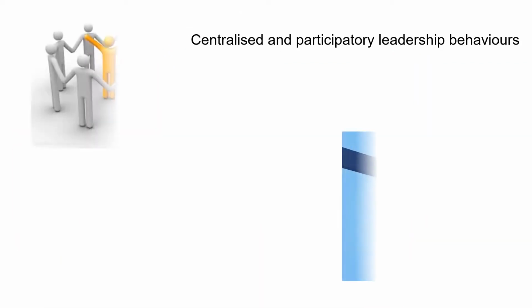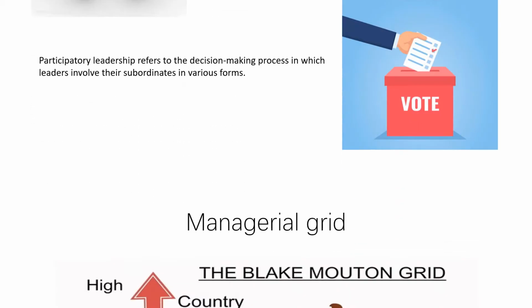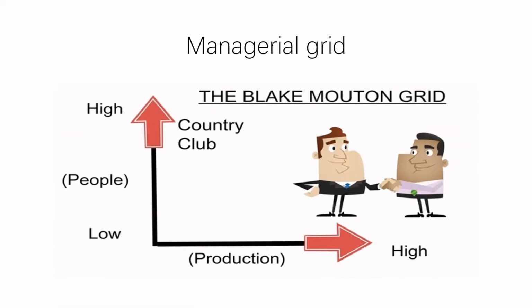Based on the criteria of the scope of the leader's use of power and the freedom of the led, centralized leadership behavior is also known as autocratic leadership behavior, in which the leader makes decisions alone. Participatory leadership refers to the decision-making process in which leaders involve their subordinates in various forms. Two main theories demonstrate behavioral leadership: managerial grid theory and PM leadership theory.